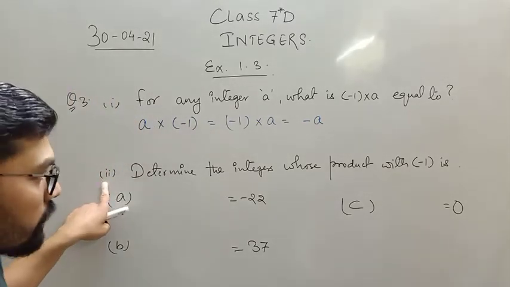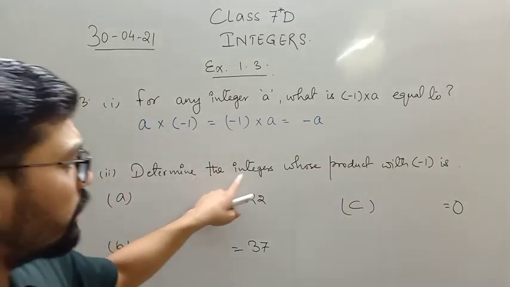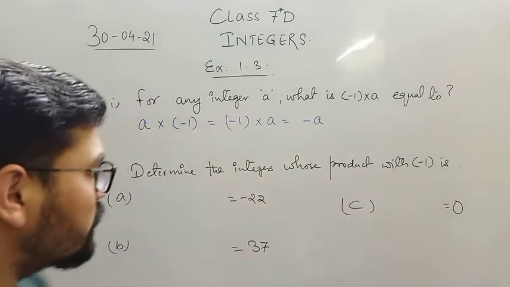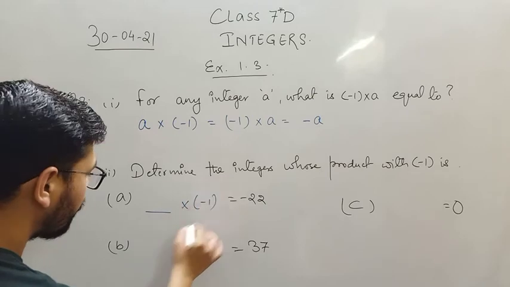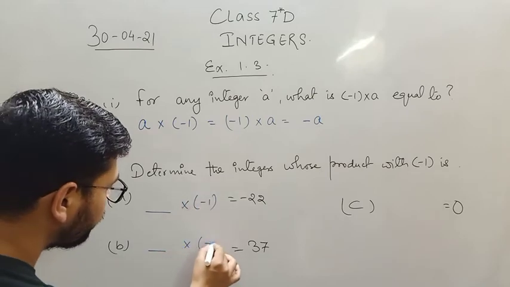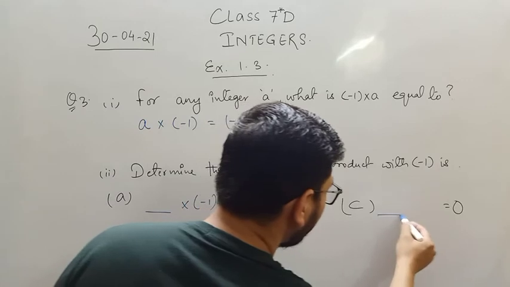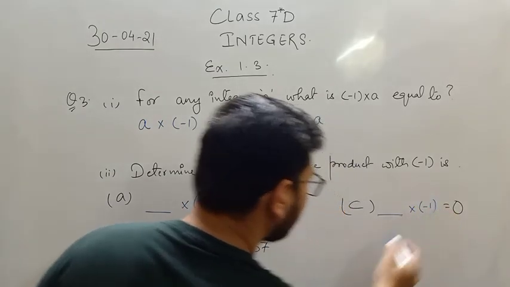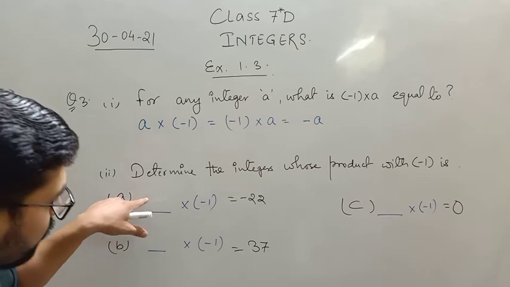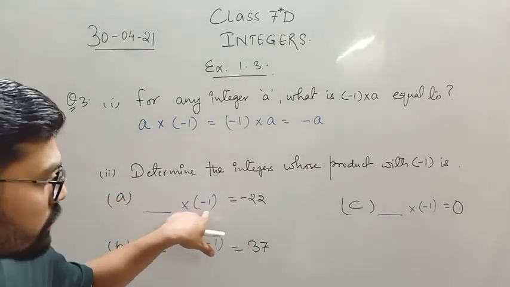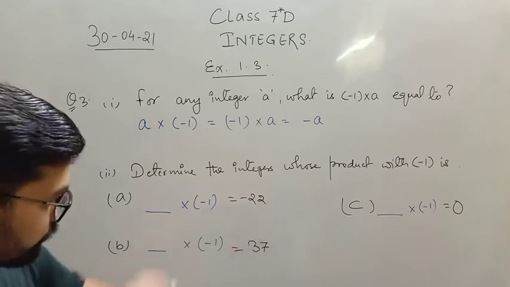Now the second part, you just determine the integers whose product with minus 1. So what number should I write here? What number should a number be here when I multiply this number with minus 1, so that I'll get minus 22?